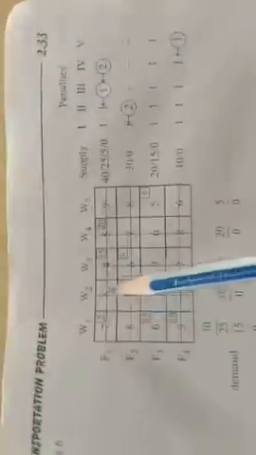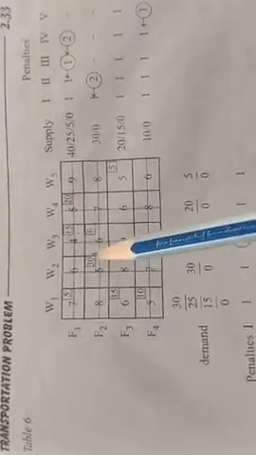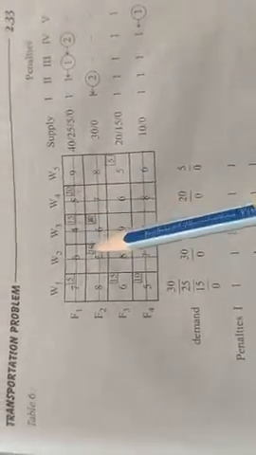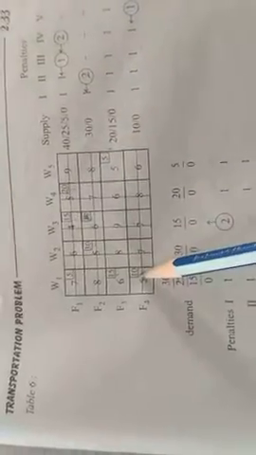Next we have to identify whether it's balanced or unbalanced, and then whether it is degenerate or non-degenerate. How can we say? By using the rows, columns and assigned cells. In our problem, how many occupied cells are there? 1, 2, 3, 4, 5, 6, 7. The number of positive allocations is 7.